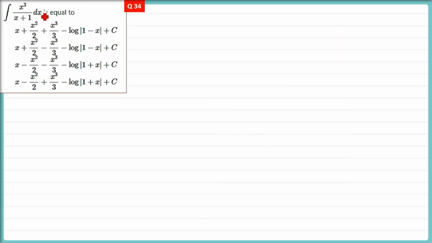Next one is x cube by x plus 1. Now just see the answer. There are 1, 2, 3, 4 terms. For that we need to go in for a different approach. What will be that different approach? x cube, I am adding 1 and subtracting 1. So I am adding 1 and subtracting 1. x plus 1 will remain in the denominator, but we are going to separate them out. How do we do that?